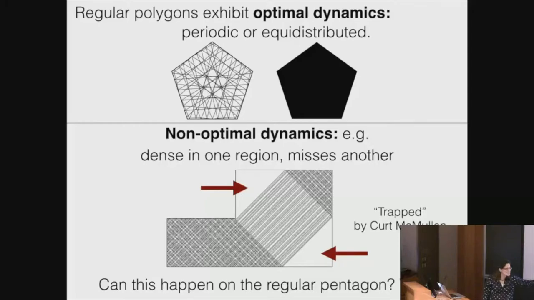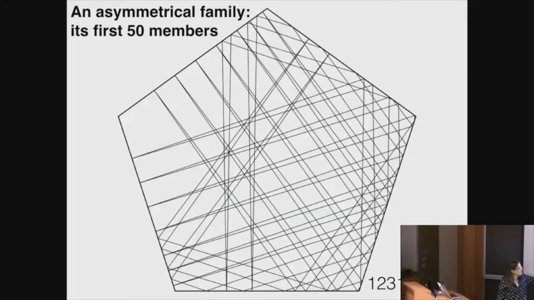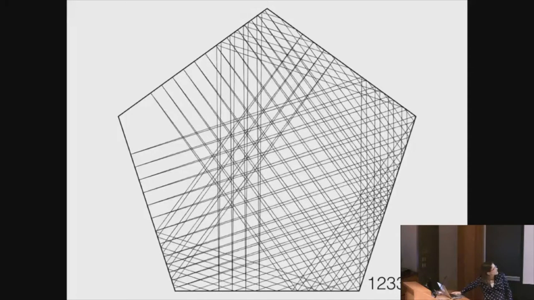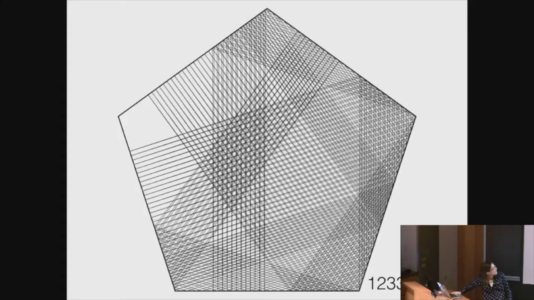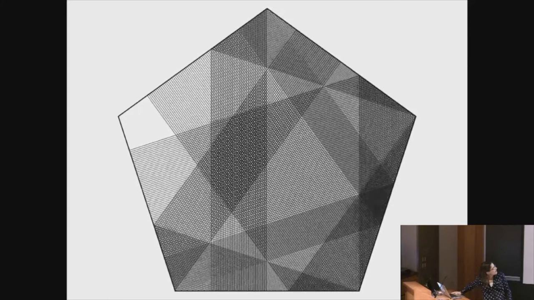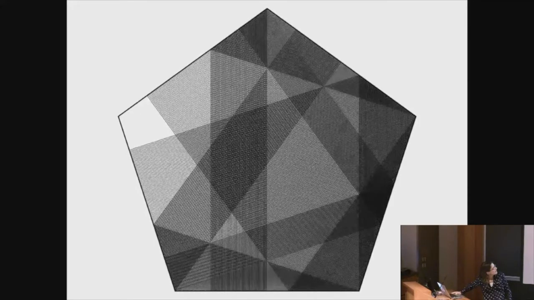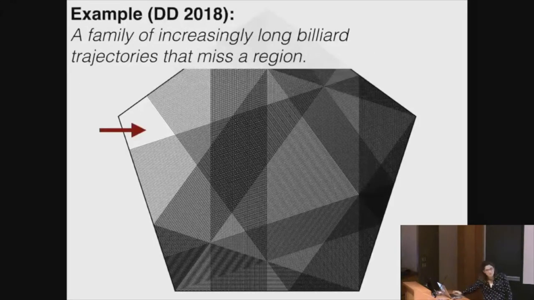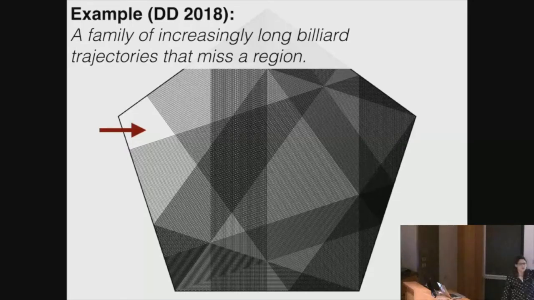It's amazing. Check this out. So here is an asymmetrical family. This is its tree location, 1, 2, 3, and I'm going to add more 3s. And check out what happens when we go down this branch of the tree. So it gets longer and longer and longer. These paths get more and more complicated, but they never ever go into this corner. It's amazing.